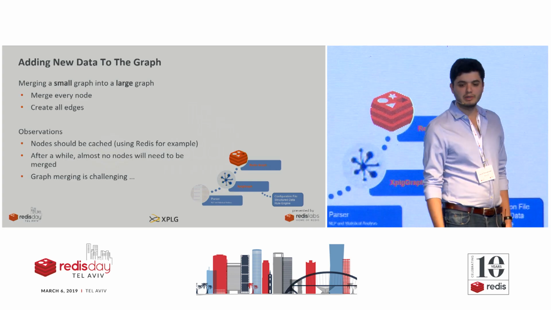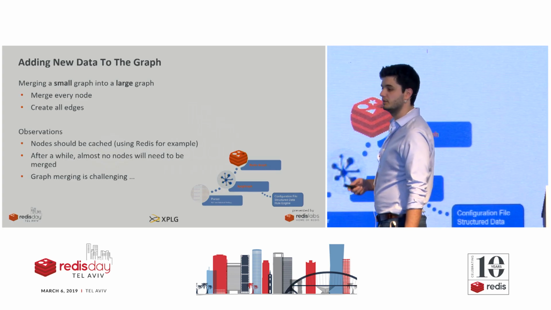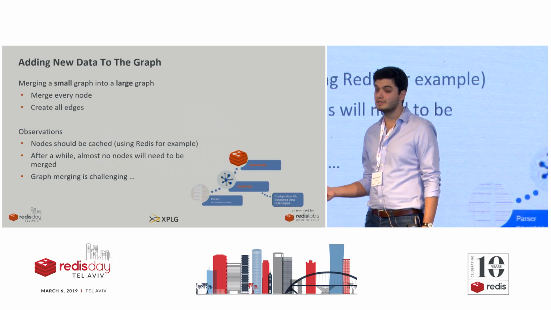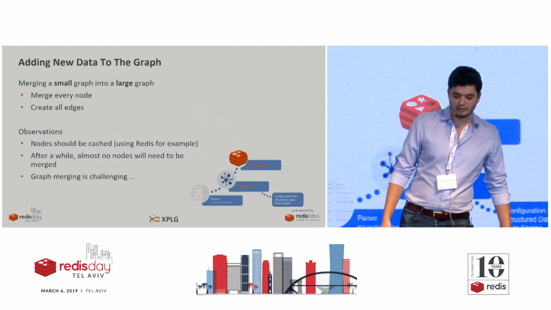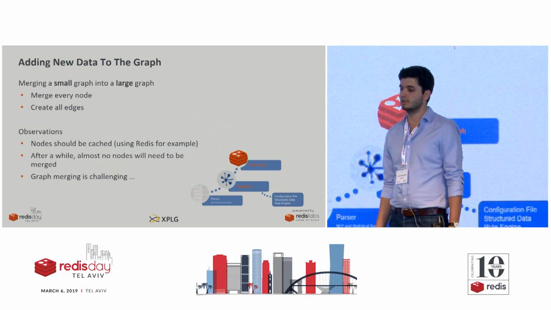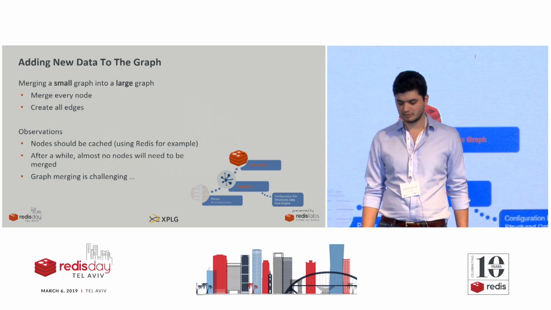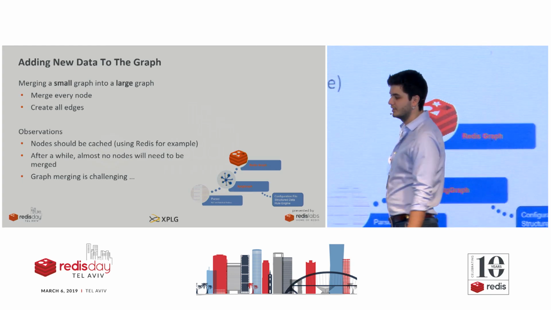A few things to think about: nodes should be cached, as they will be repeating themselves quite often. This can be done by Redis, for example. That's a very popular use case. After a while, almost no new nodes will be merged, and the speedups will be huge. Basically, graph merging is quite challenging.